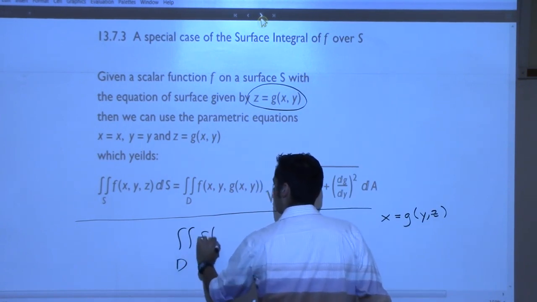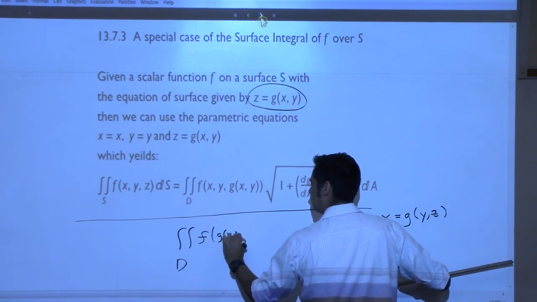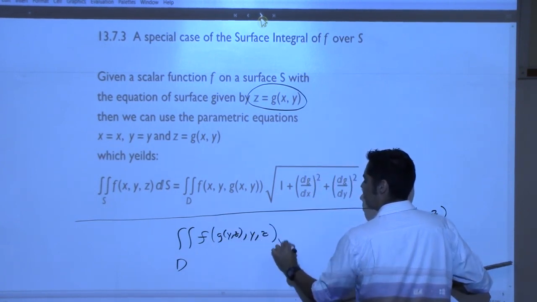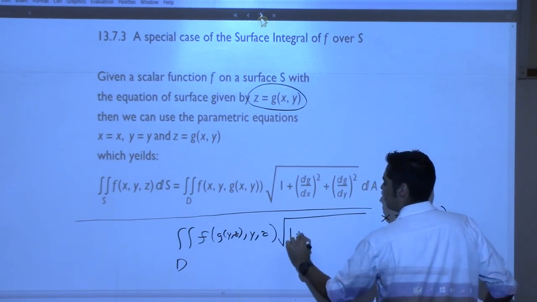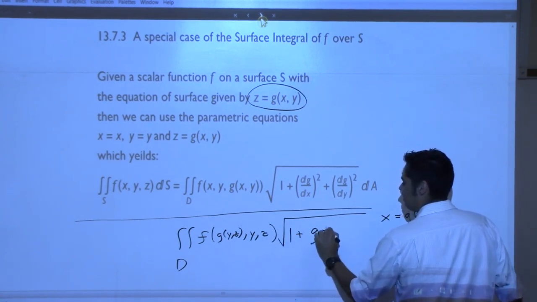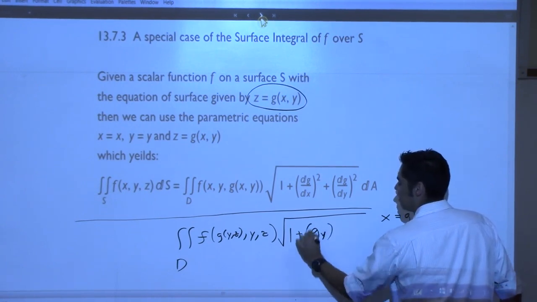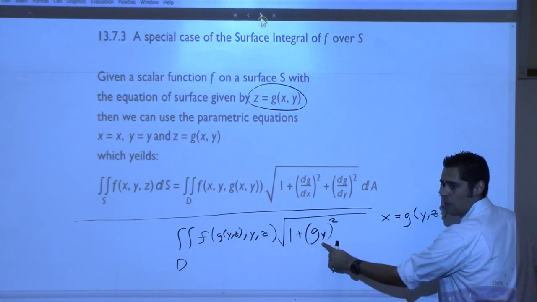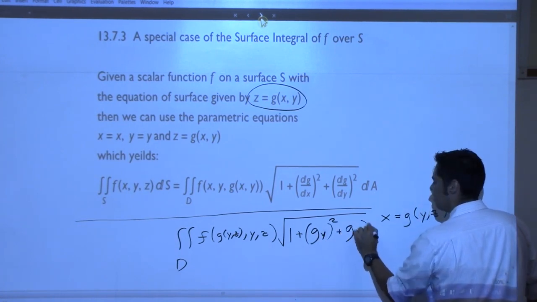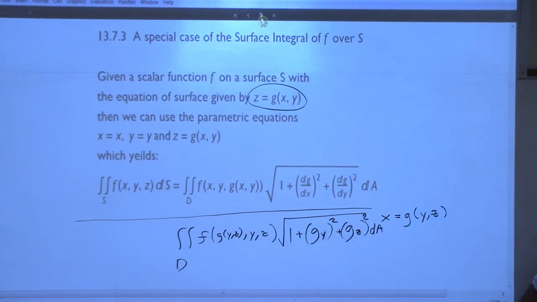This will be f of what? g of y, z, square root, 1 plus. I'm just going to write, I'll do it in order. That's the same notation, isn't it? Partial g with respect to y plus partial g with respect to z squared dA. See how it changes?